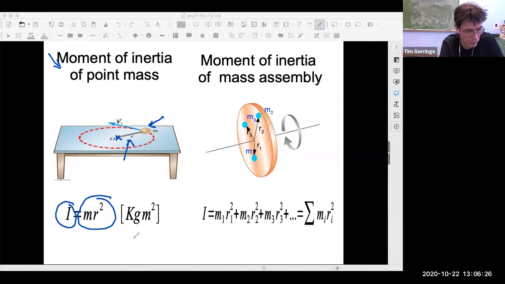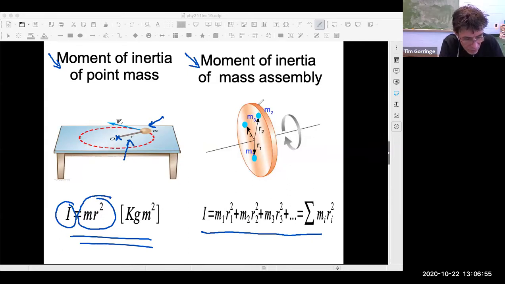So that's a simple rule for calculating the moment of inertia of a point mass about some axis. That's actually a building block for calculating other moments of inertia. So the moment of inertia of an assembly of masses, a collection of masses, is just given by this equation here, where you just add up the contributions of each mass. So take a look at this picture here.